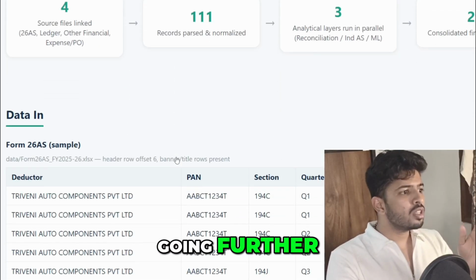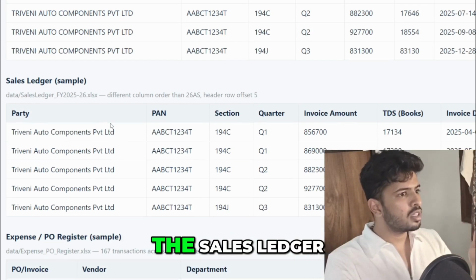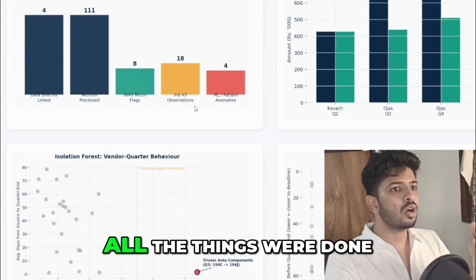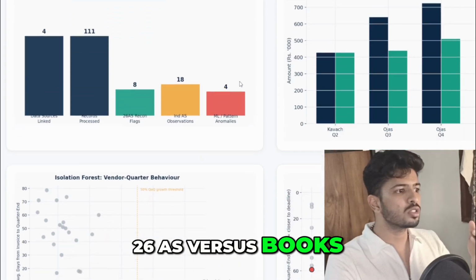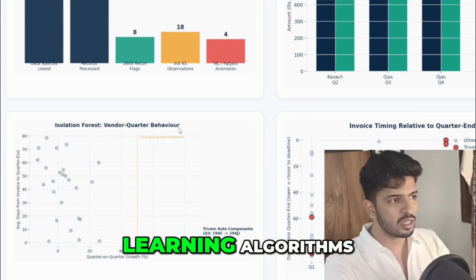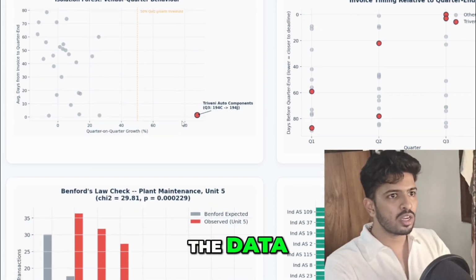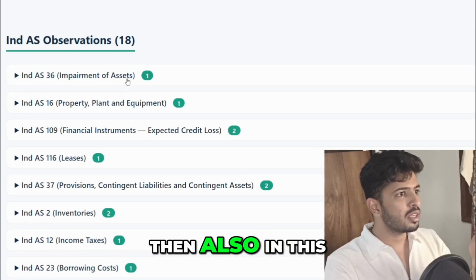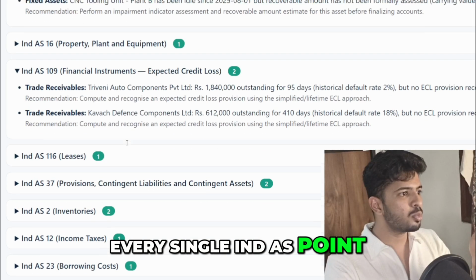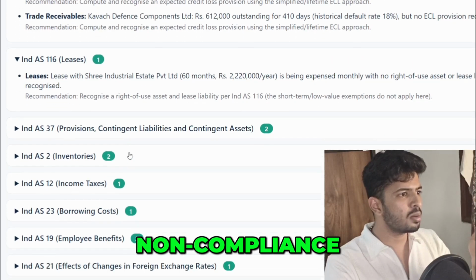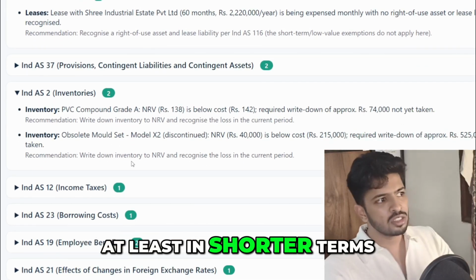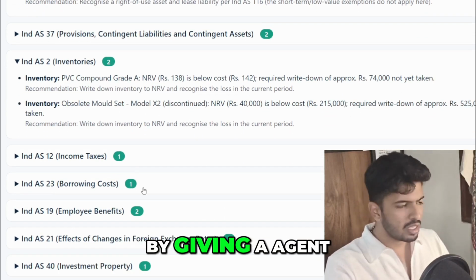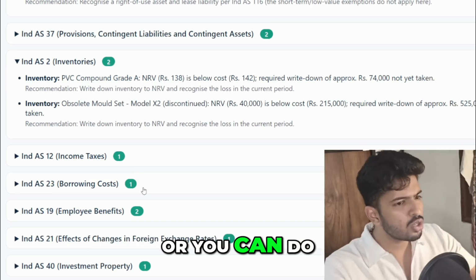Now going further, the data required, the 26AS, the ledger, all were imported. Then, as you can see, all the things were done: 26AS versus books, then isolation forest. These are all machine learning algorithms that were run on the data, then timing differences, then reconciliation findings, and also IND-AS. Every single IND-AS point that is a non-compliance has been reported here clearly. In shorter terms, you can make it into more detailed observations by giving the AI agent a more specific instruction, or you can do it on your own as well.